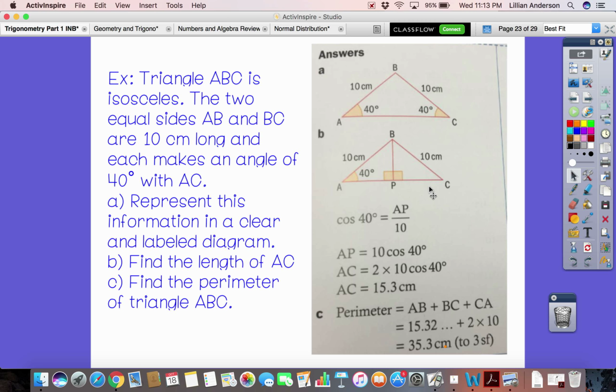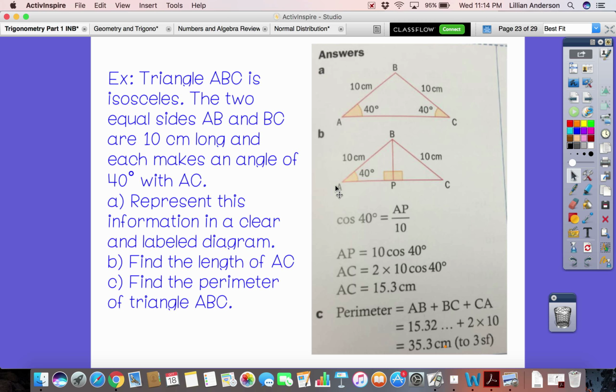So in order to find the length of AC, you would basically find the length of AP and double it. To find AP, that is your adjacent side based off of the angle that you're given, and you have your hypotenuse. So you would use cosine of 40 degrees, and that would equal AP over 10, adjacent over hypotenuse. To solve this, we would multiply both sides by 10, so then AP would equal 10 times the cosine of 40 degrees.